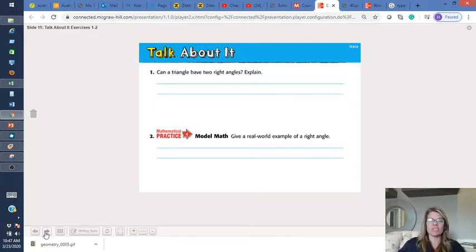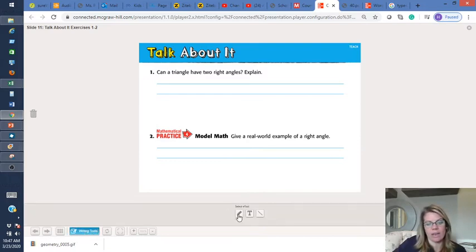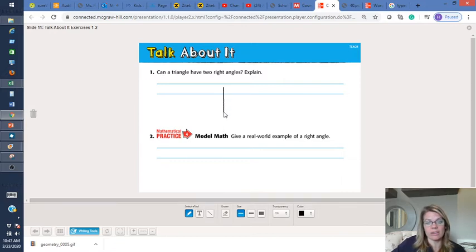Okay, can a triangle have 2 right angles? I wonder if it can. What if we took our writing tool and said, okay, we're going to make a triangle with 2 right angles. So we have 1 right angle right here, and let's just make this right angle go straight up like this. Okay, well, maybe we should erase that little piece. What do you think? It's not very straight right there. Okay, what if we had a triangle like this?